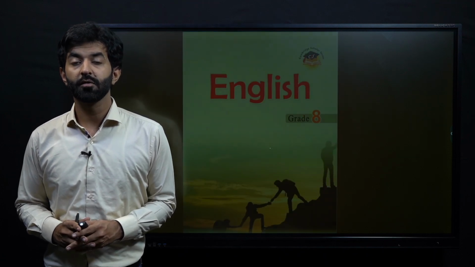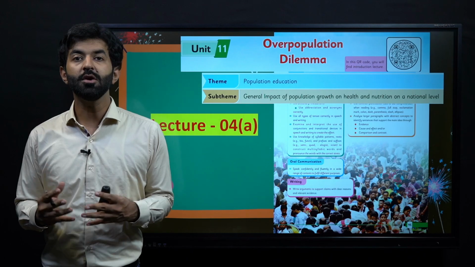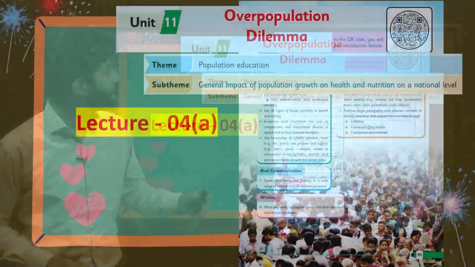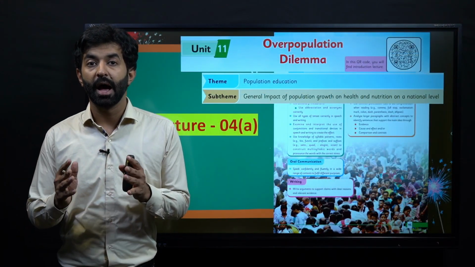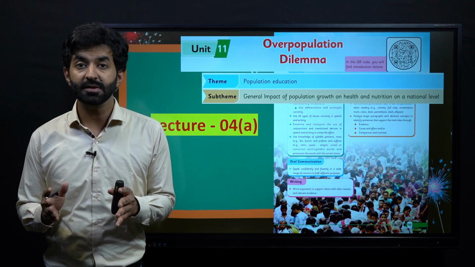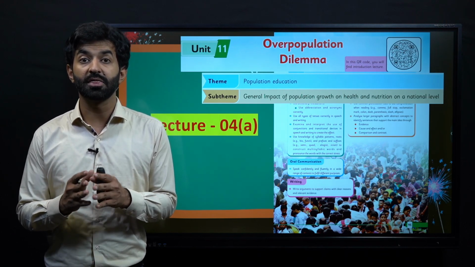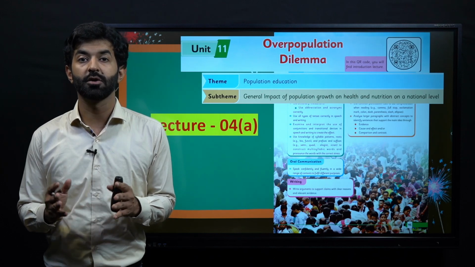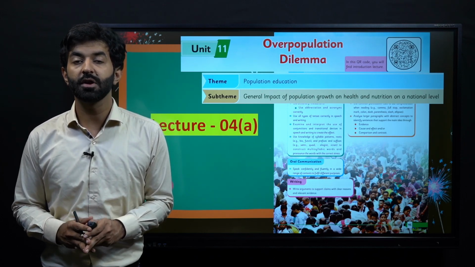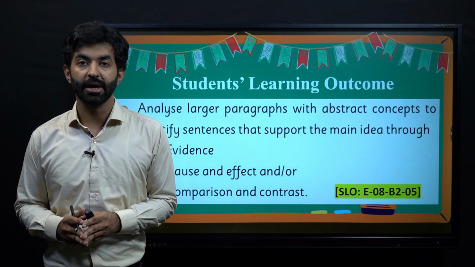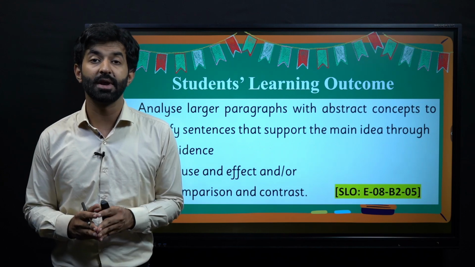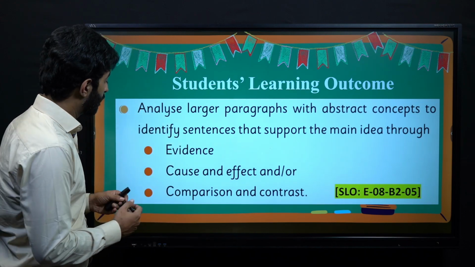Students, today we are going to talk about reading competency of our unit 11 called Overpopulation Dilemma. I hope that you have read the lesson and you have understood the theme and its overview in our introductory lecture. Today we are going to focus on reading comprehension, and our SLO is related to this competency.